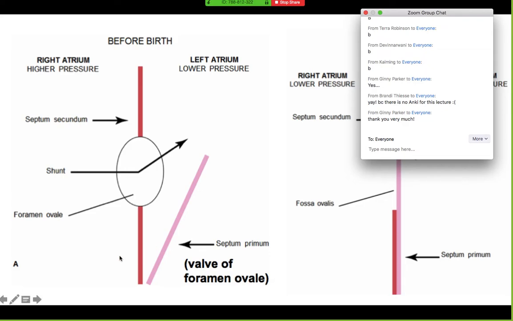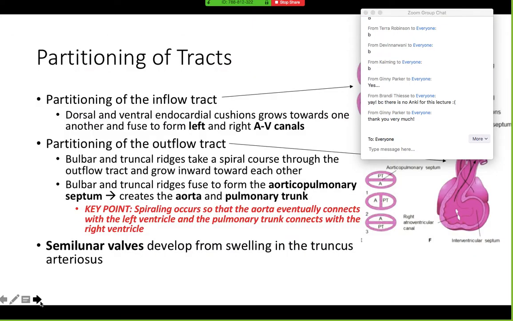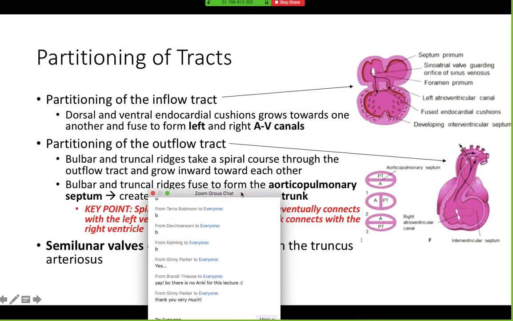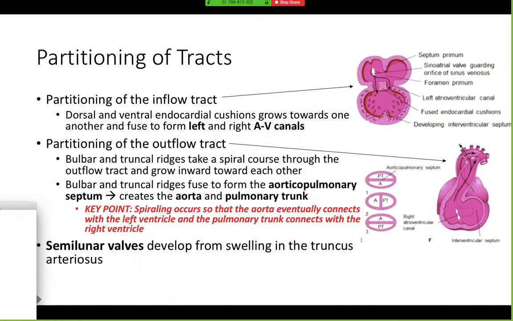So I would try to understand how this process works. So partitioning of the tracts. So you have partitioning of the inflow tract.